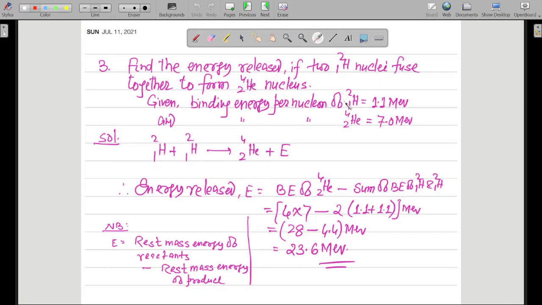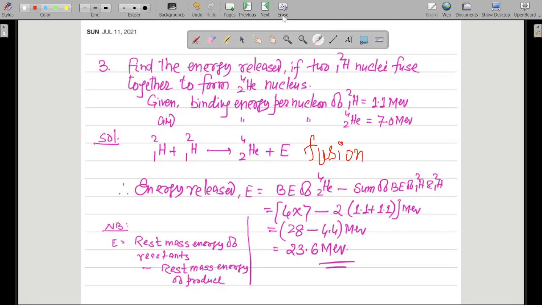Given that binding energy per nucleon of H12 is 1.1 mega electron volt and binding energy per nucleon of He24 is 7.0 mega electron volt. So let's look at this particular problem. One nucleus of deuterium and another nucleus of deuterium fuse together to form the helium nucleus, and this is a fusion process. Now in this fusion process some energy will be released.